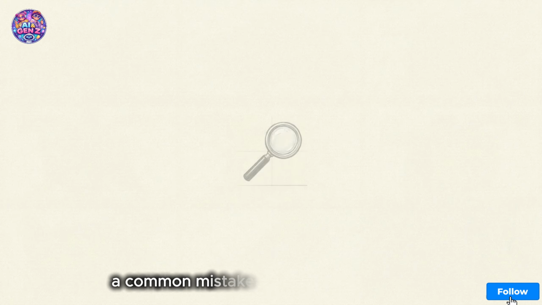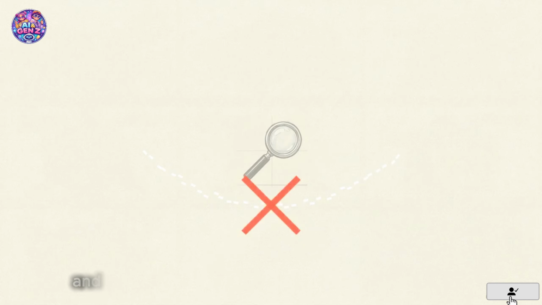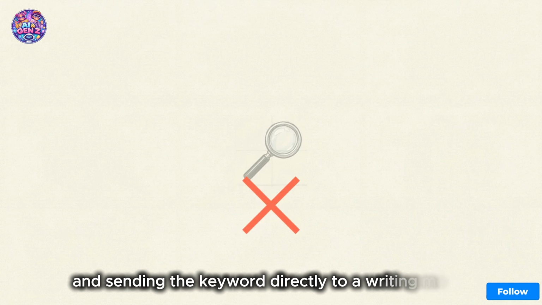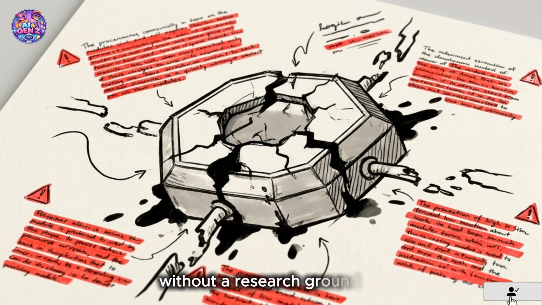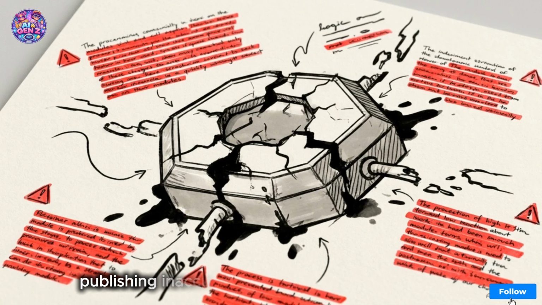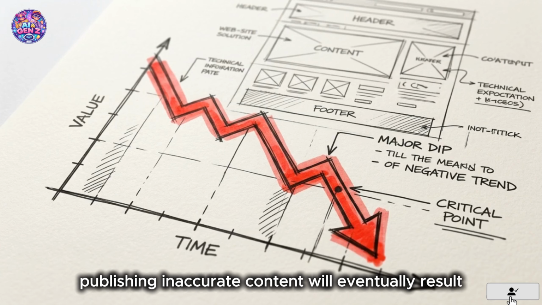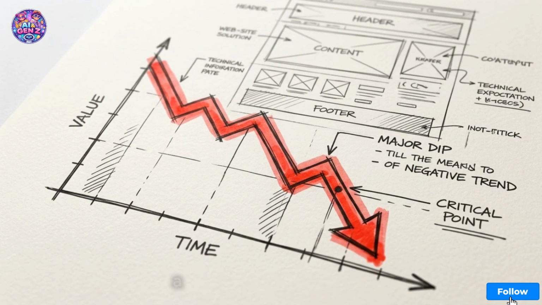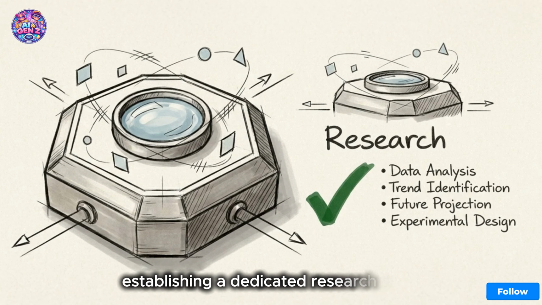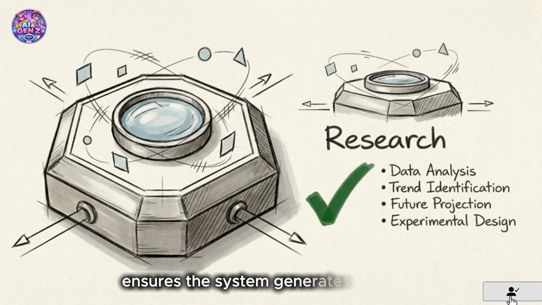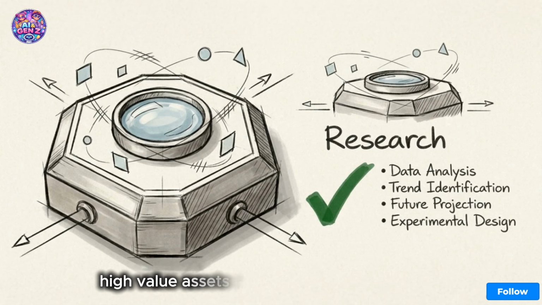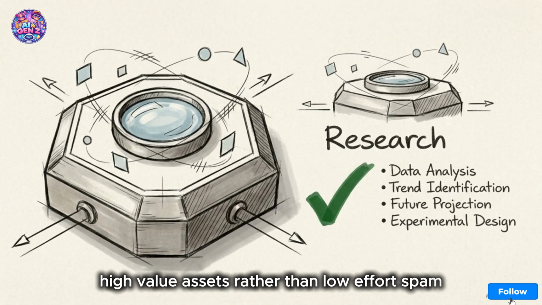A common mistake is bypassing this stage and sending the keyword directly to a writing model. Without a research grounding, AI models often hallucinate facts. Publishing inaccurate content will eventually result in the loss of your website's SEO authority and reader trust. Establishing a dedicated research node ensures the system generates rankable, high-value assets rather than low-effort spam.